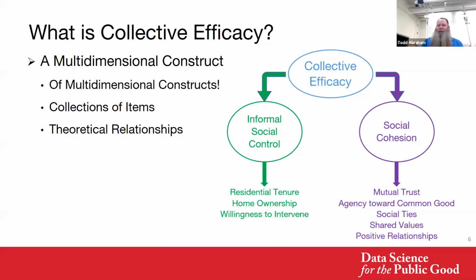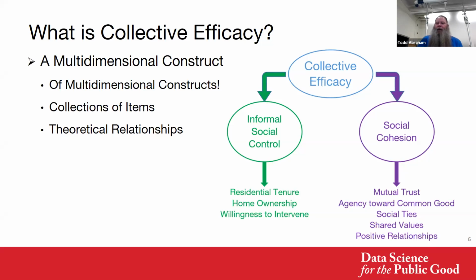Those indices then are potentially being even further combined into an index of collective efficacy. All of these things have theoretical relationships among them. Why would residential tenure be important? On the informal social control side of things, well, the longer people live in a neighborhood, the more likely they are to develop social ties with other people in their neighborhood, on the purple side, have positive relationships with their neighbors. Okay, so one is required for the other to develop.